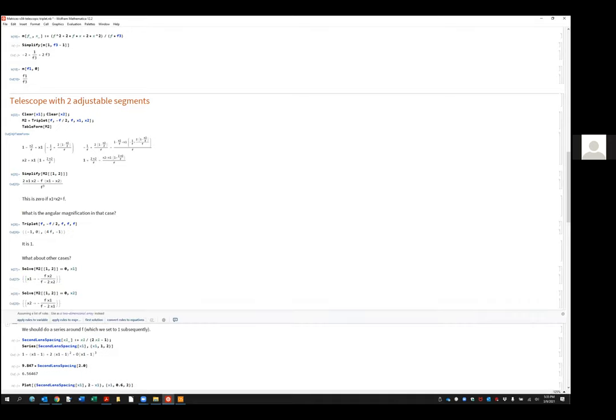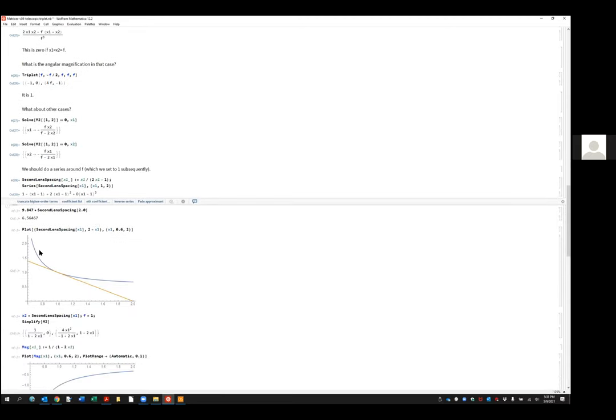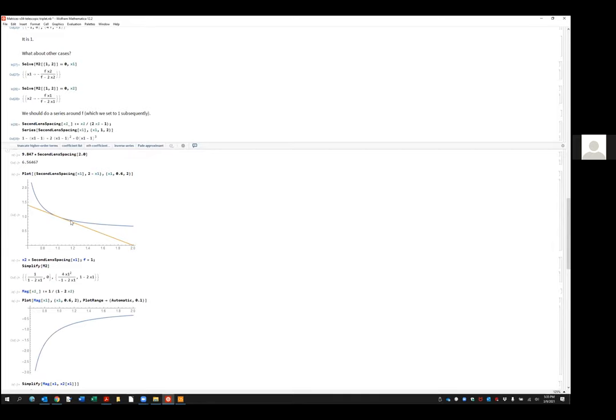And likewise, if I solve for x2, I would get that x2 obeys the same formula. So then we can define a function called second lens spacing. And we could try to do a Taylor series for it and plot the Taylor series and plot the linear approximation. And they overlap somewhere. They kind of overlap around here. This orange line is the linear approximation. The blue curve is what it actually is.